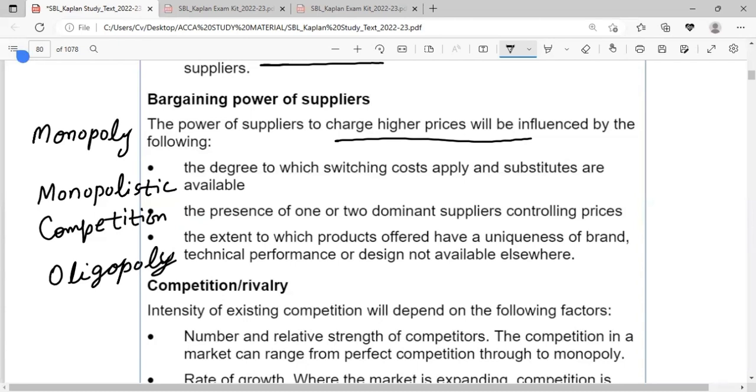Degree of the switching cost is a very important factor. Suppose you are used to purchasing a mobile of a specific company and you change your mobile usually after 12 months. If you want to switch the company, but you know that switching can cost you $500, $600, suppose $1,000, and this amount is material for you, you will not switch the company, and once again you will purchase the mobile of the same company.